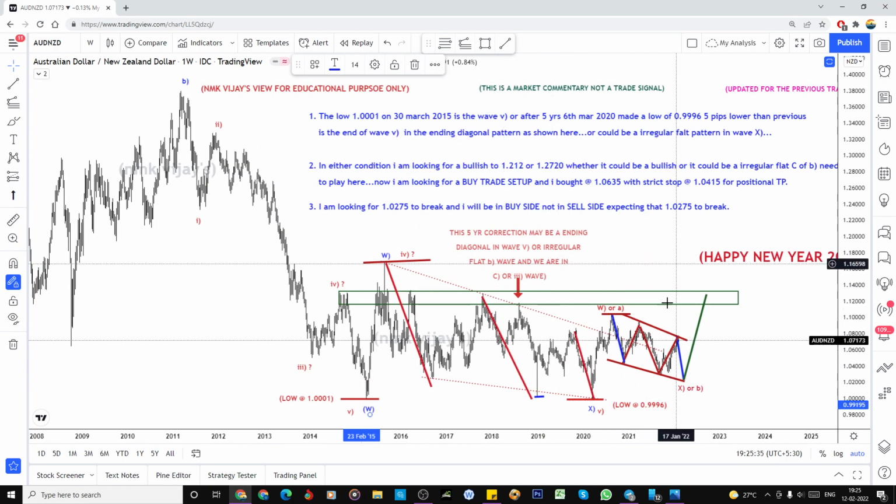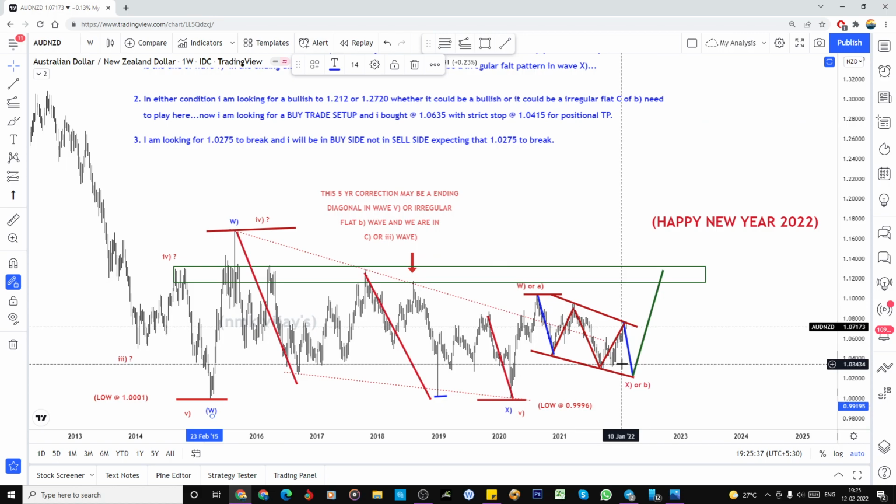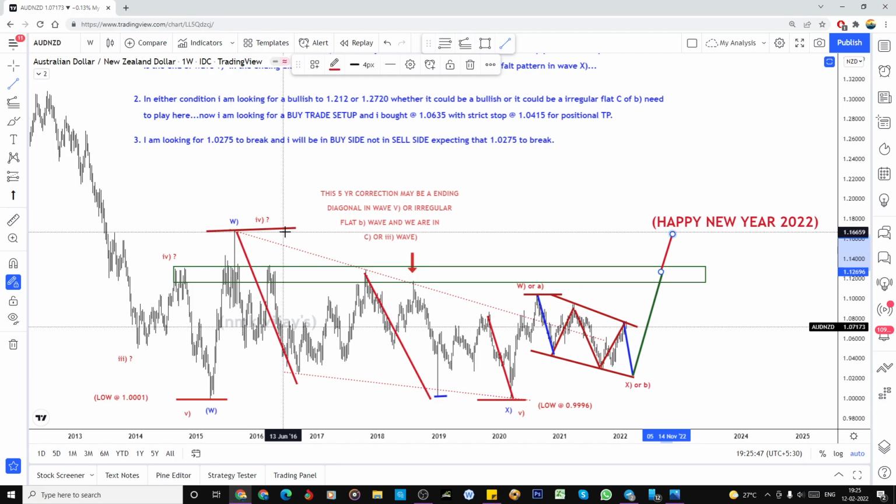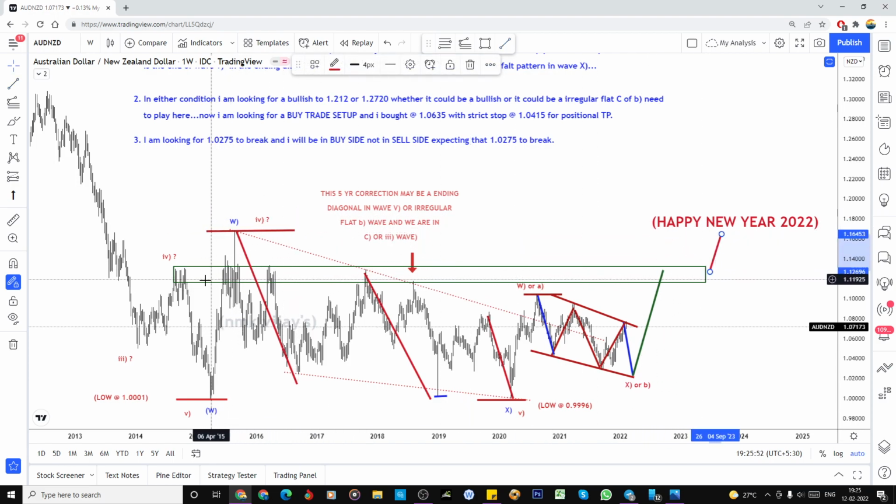So the Y wave is also split into W, X, Y. That means if this is the WX, we may expect a running flat, or if it goes above the high of this high, that will be considered an expanded flat. So we have to wait for the previous resistance zone to be reached.